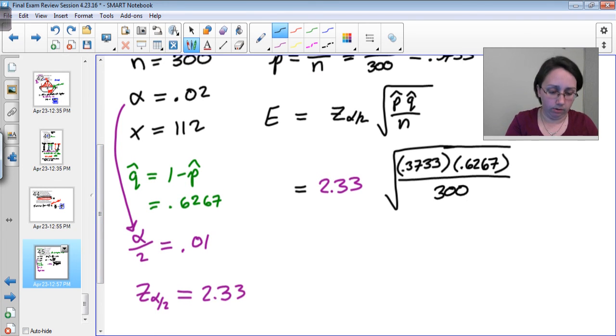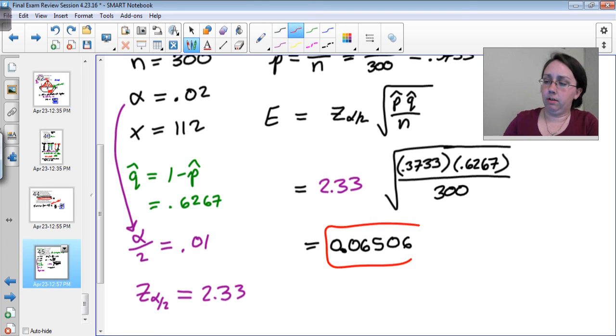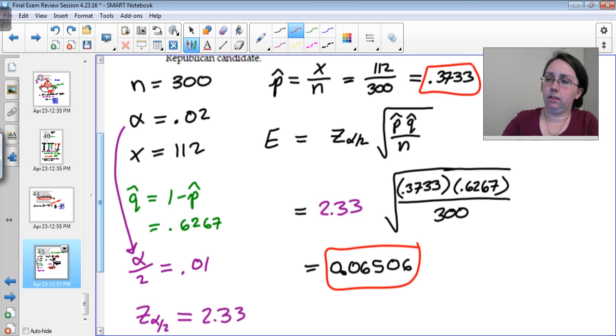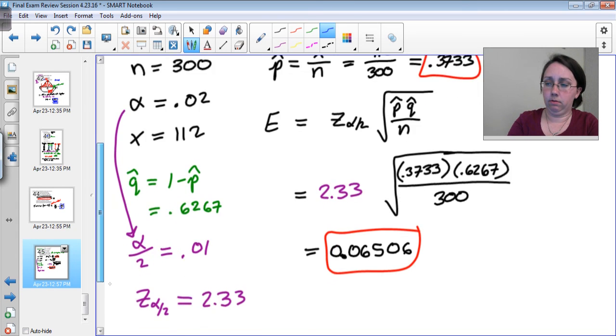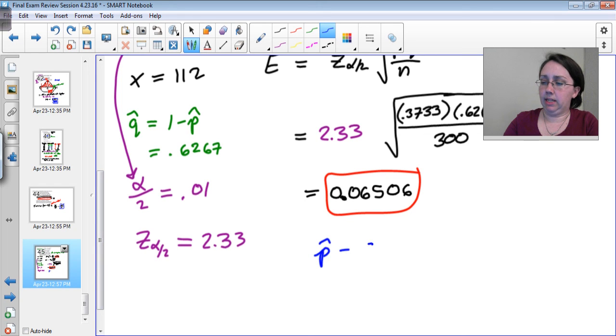All right, go for it. I don't trust this calculator, so. .065 is what I got. Okay, good. So this is our error, and this is our p hat. So now we just need to build our confidence interval. So p hat minus the error is less than p hat plus the error.